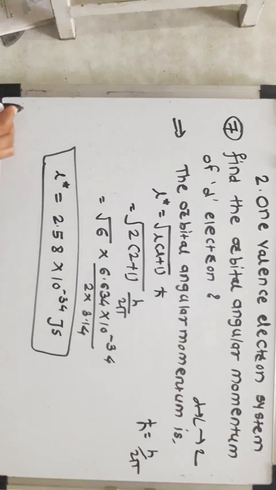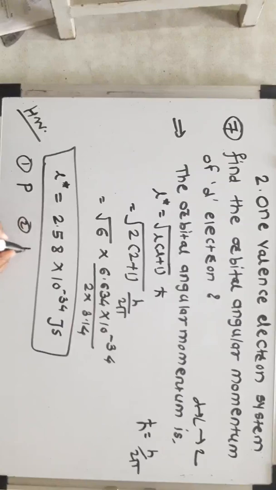You do in homework: find the value of orbital angular momentum first for a p electron, and second for an f electron. These two you have to do in homework.